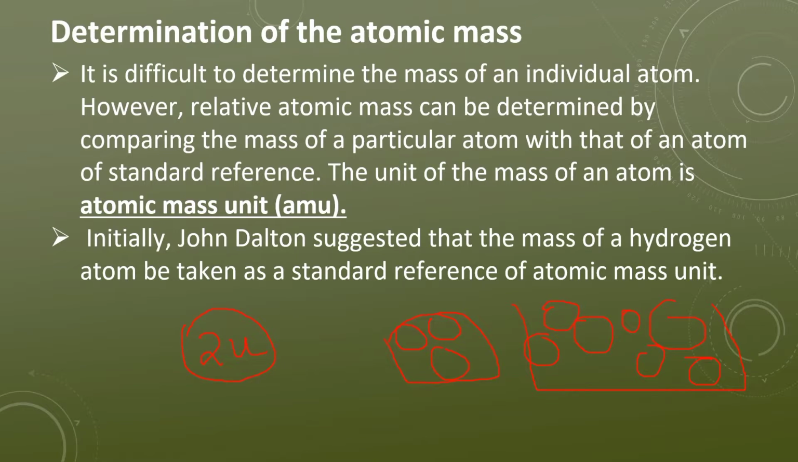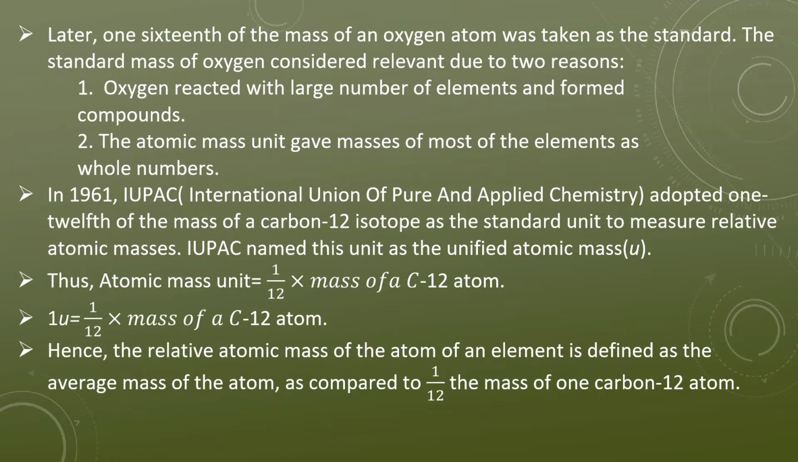Okay, as a reference, with respect to the hydrogen atom, we calculated the mass of oxygen, mass of carbon, mass of nitrogen. Any element, we calculated with the reference of hydrogen. But later on it was ruled out, and then another idea came in: if we want to calculate the mass of any element, then we should take 1 by 16 of the mass of oxygen. 1 by 16 of the mass of oxygen was taken as a standard later on.